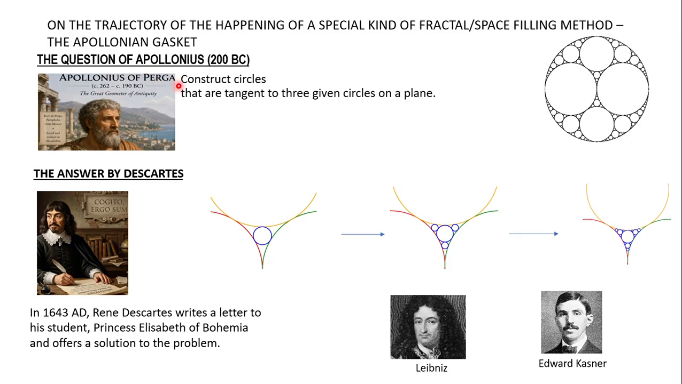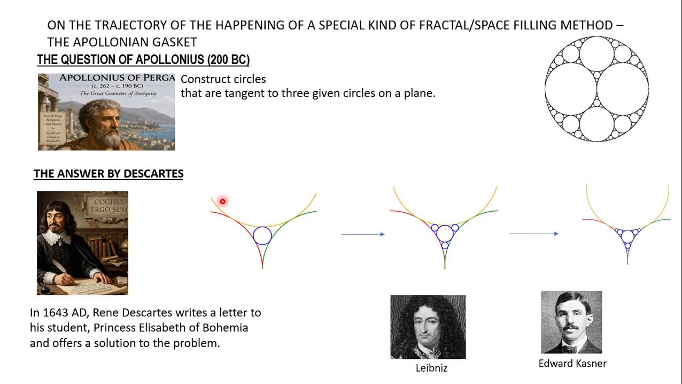Apollonius, the Greek mathematician, belonged to this city, Perga. It's present day Turkey. His question was, construct circles that are tangent to three given circles on a plane. Very simple. Just construct a circle which is tangent to three given circles on a plane. And slowly the problem has evolved, and we need to pack it up with even more tangent circles, and so on.